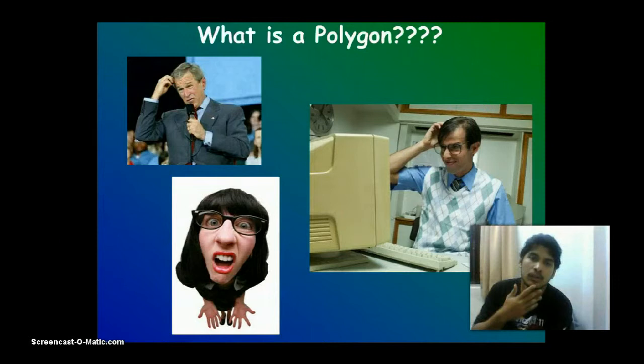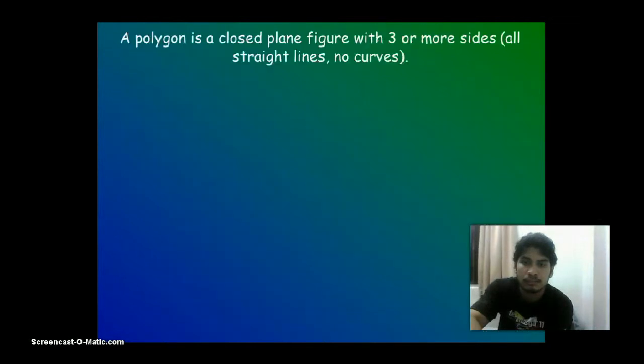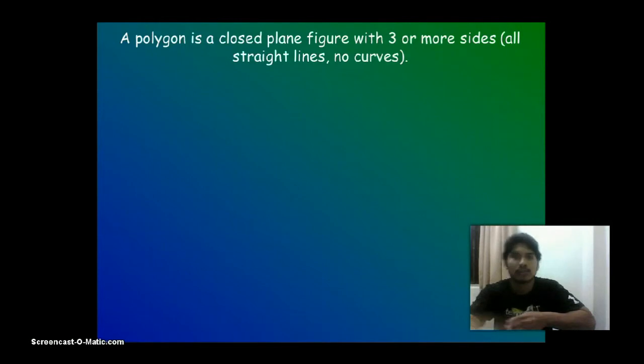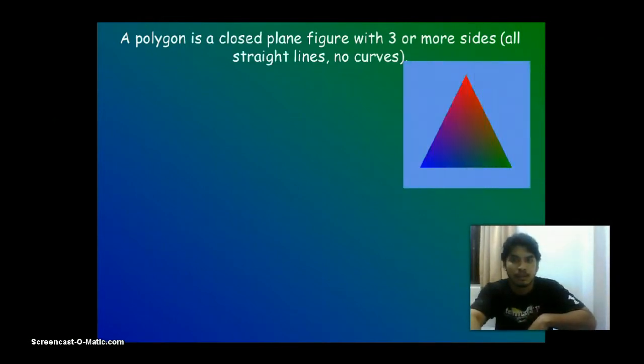What is a polygon? Does somebody have an idea about polygons? Okay, actually a polygon is a closed plane figure with 3 or more sides, and it has to be made sure that it is straight lines with no curves, and also it is a closed plane. It is not an open plane like this.